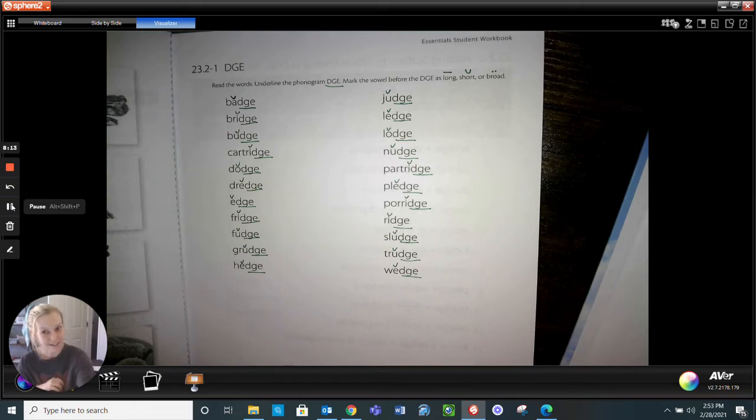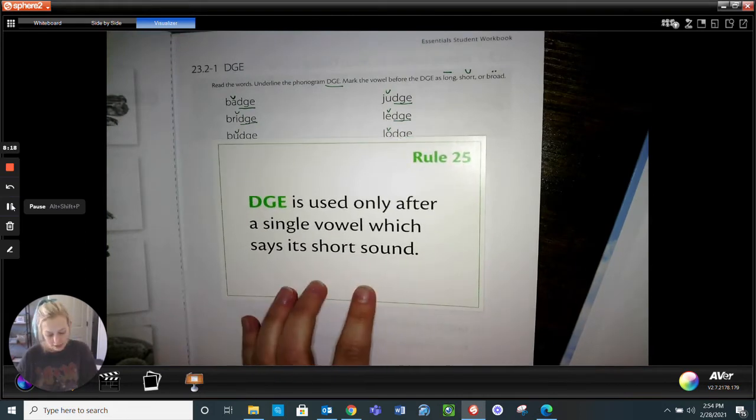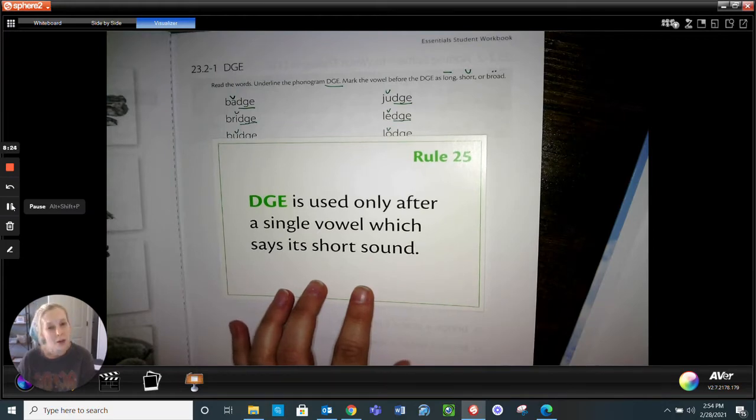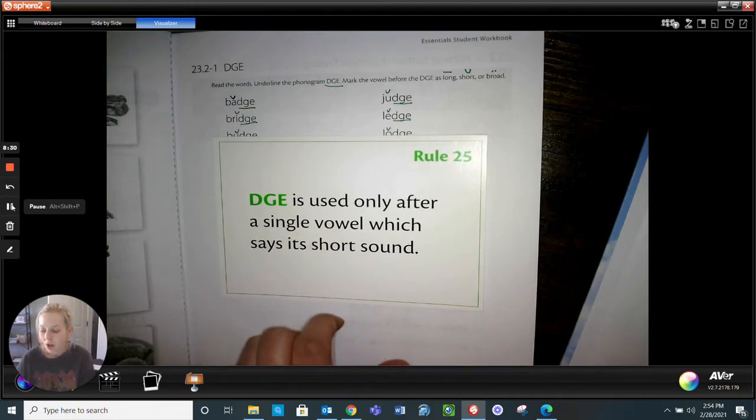Let's find out. It is: DGE is used only after a single vowel, which says its short sound. Why don't you repeat that? Repeat after me. DGE is used only after a single vowel, which says its short sound.